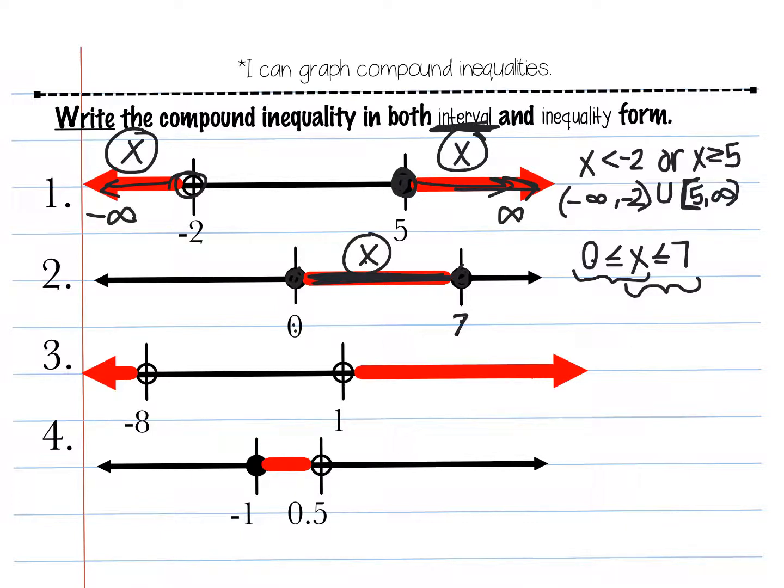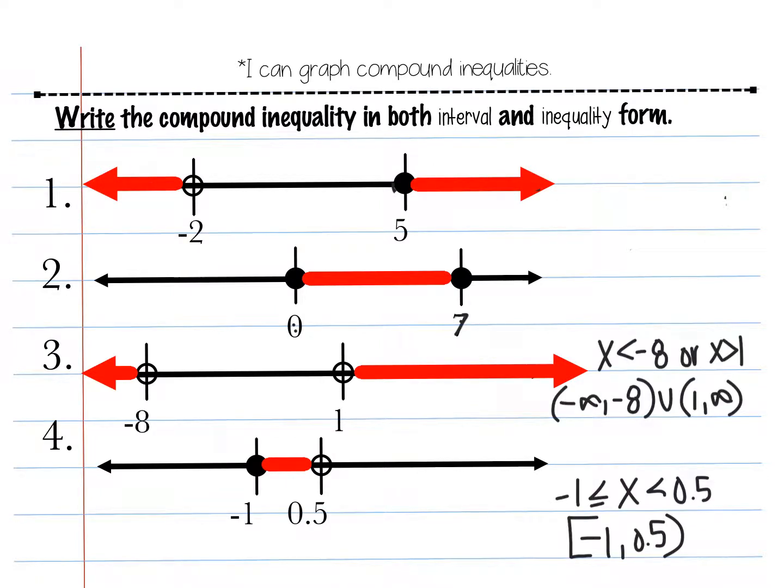So in interval form, this one's a little easier because I only have one X. I only need to write one interval. And so basically, it goes from 0 to 7. I can see that graph goes from 0 to 7. It includes 0 and it includes 7. So that's the interval form. All right, I'd like you to pause the video and try number 3 and number 4 on your own.